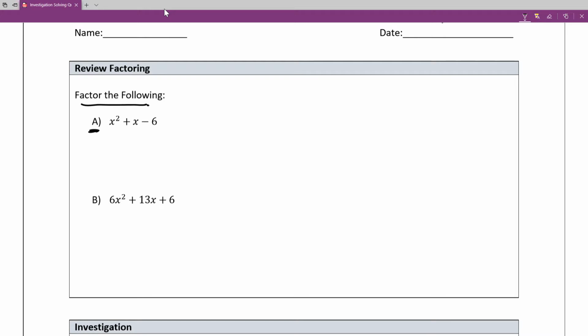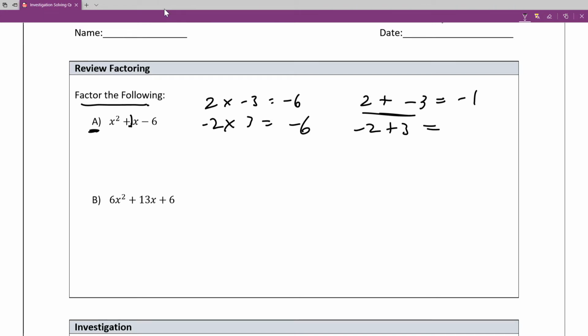So again, you find two numbers that multiply to -6 and add to the coefficient of the second term. So the two numbers that multiply to -6 could be 2 times -3, which is -6. And then you have to make sure that those two numbers add to 1, because that's the coefficient of the second term here. But that's -1, so that doesn't work. But by looking at this, I can tell that -2 and 3 would work. So -2 times 3, which is still -6, and then -2 plus 3, which is 1.